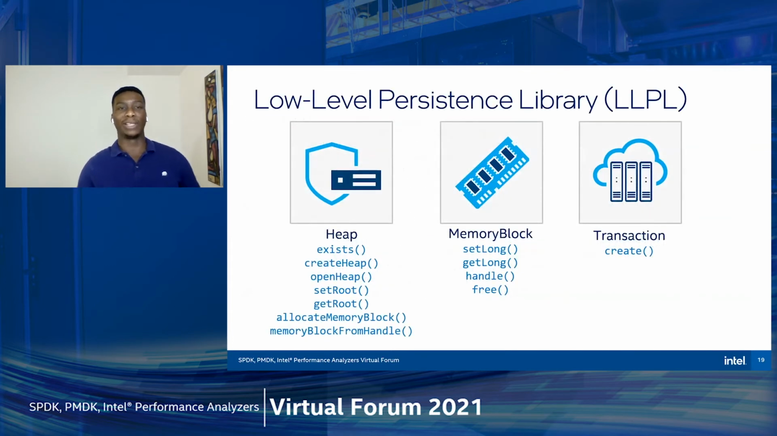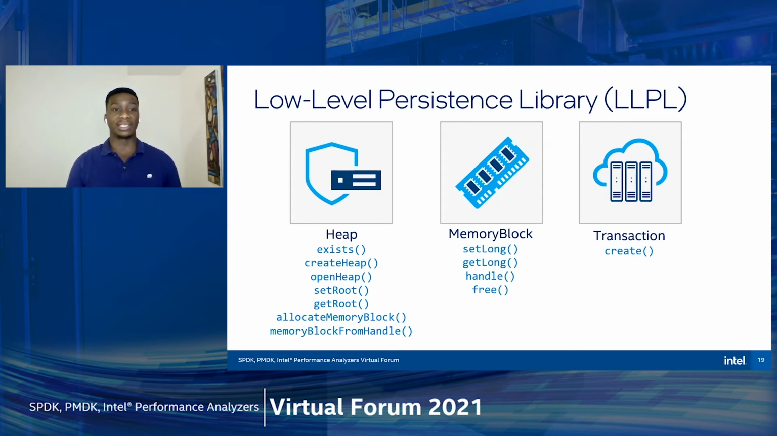Just quickly, we went through a lot of APIs and methods, and as a summary, I wanted to go over them really quickly. On the heap, we saw the exists call. We had this idiom where, if the heap exists, then we'll open the heap. If not, we'll create the heap. That's a very useful idiom to use.